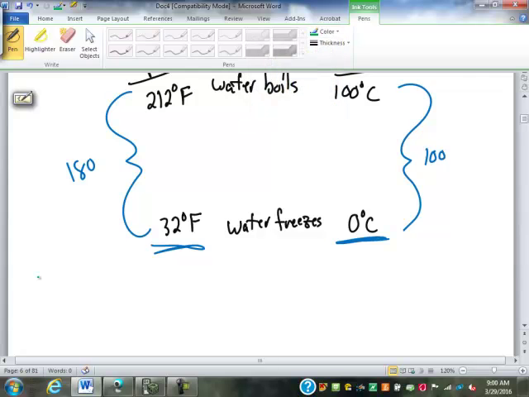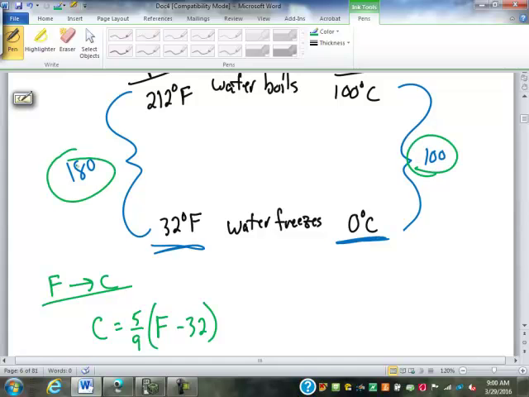And the formula to go from Fahrenheit to Celsius, if we have Fahrenheit: our temperature in degrees Celsius is going to be our Fahrenheit temperature. We will first subtract the 32 degrees and then multiply by 5/9. Where does the 5/9 come from? 100 over 180 reduces to 5/9.